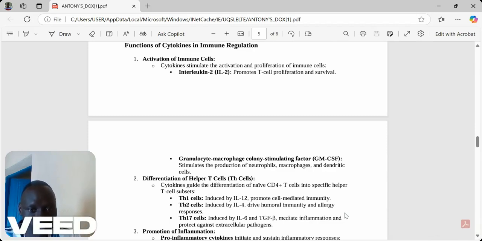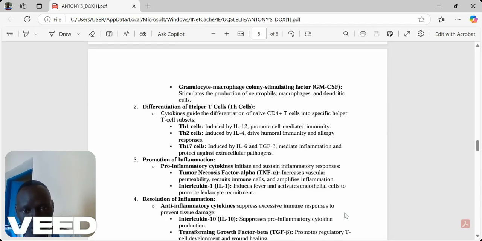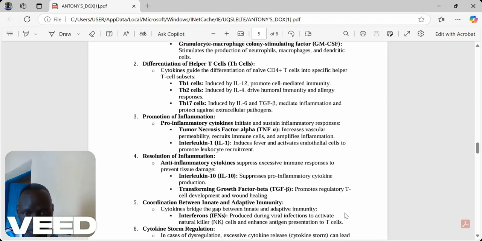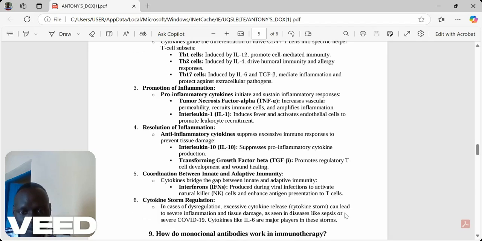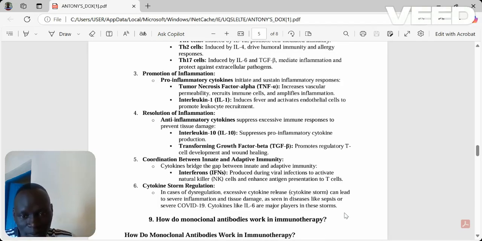Granulocyte-macrophage colony stimulating factor (GM-CSF). It stimulates the production of neutrophils, macrophages, and dendritic cells. It also helps in the differentiation of helper T cells and in the promotion of inflammation. It is also involved in the resolution of inflammation and in coordination between the innate and adaptive immunity.